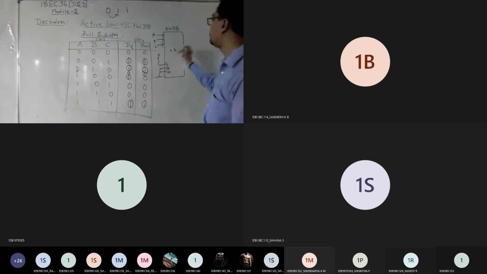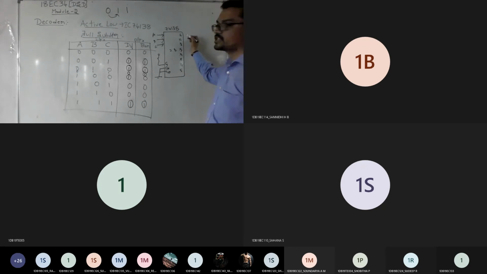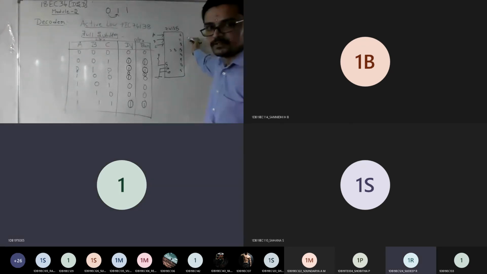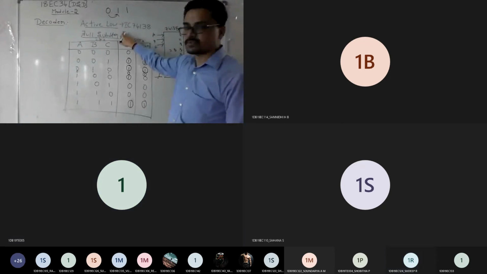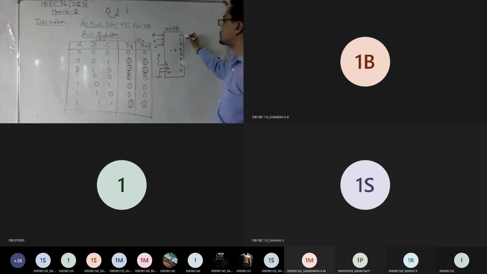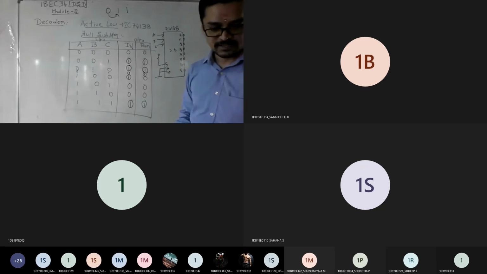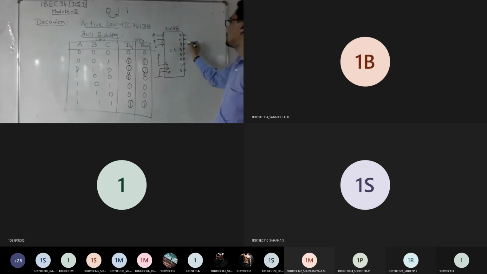So how many outputs do you have? 8: Y0, Y1, Y2, Y3, Y4, Y5, Y6, Y7. So there should be a bubble here. Whenever active low logic comes or this IC, make sure there is a bubble at the output. If they ask for active high, then only this bubble won't be there. That is the difference. So this is your IC.